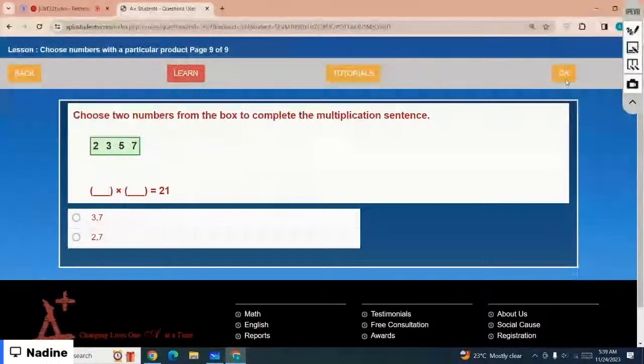Choose two numbers from the box to complete the multiplication sentence. Two numbers equal 21. Which is the correct option? Yes, the correct option is option number 1. 3 times 7 equals 21. Option 1 is the correct option.